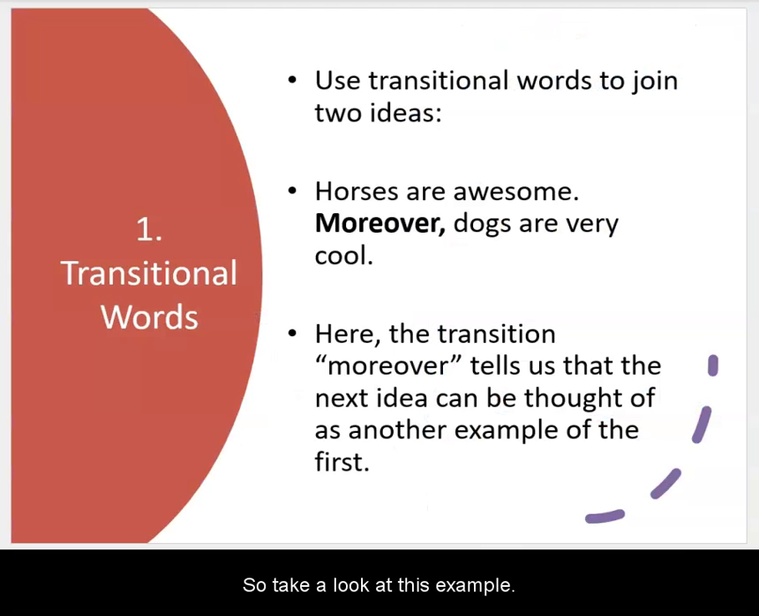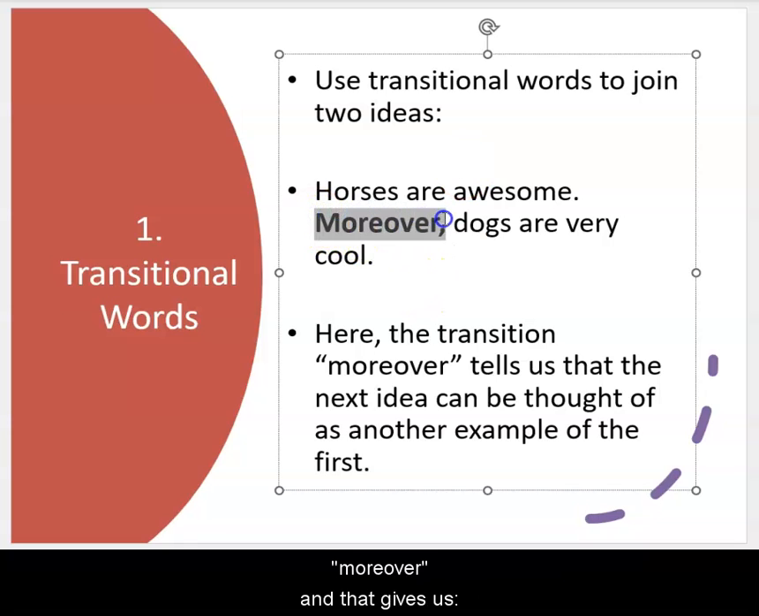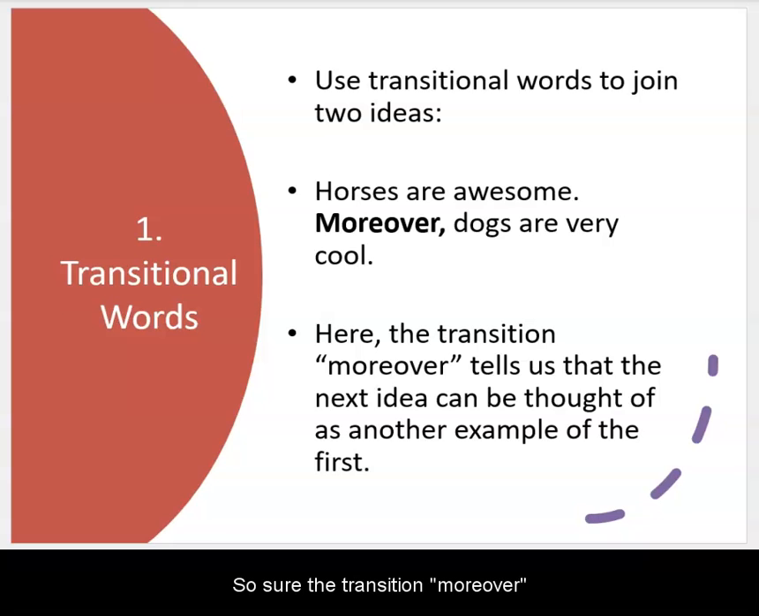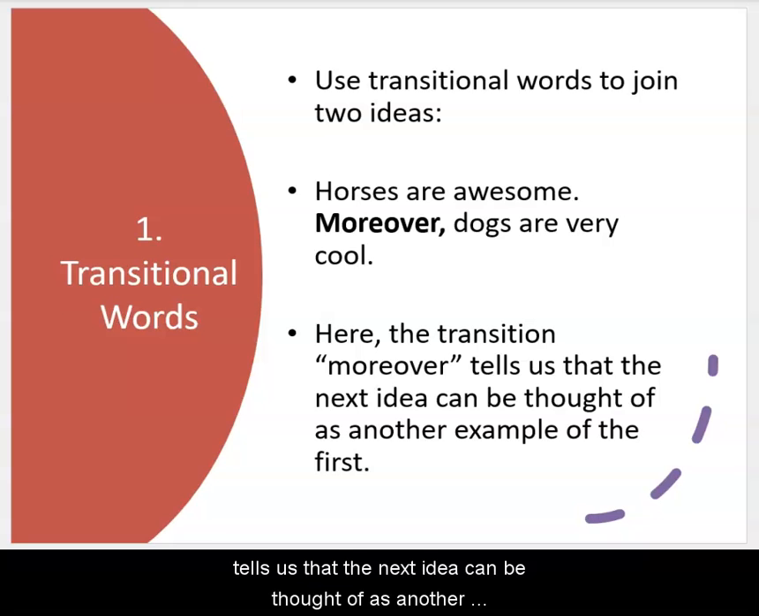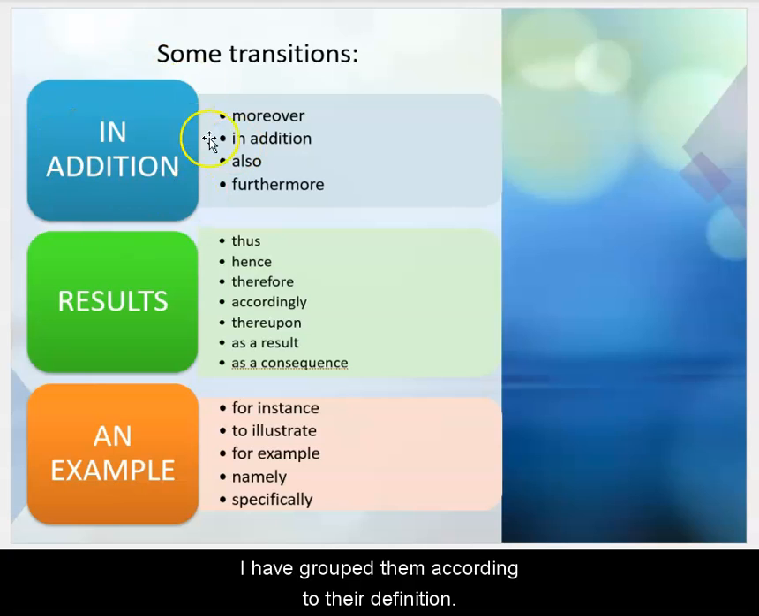So take a look at this example. I've added a transitional word right here, moreover, and that gives us horses are awesome. Moreover, dogs are very cool. So here the transition moreover tells us that the next idea can be thought of as another example of the first. And so there are lots of transitions here, and I've grouped them according to their definition.